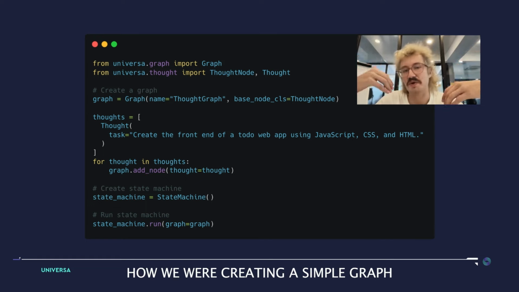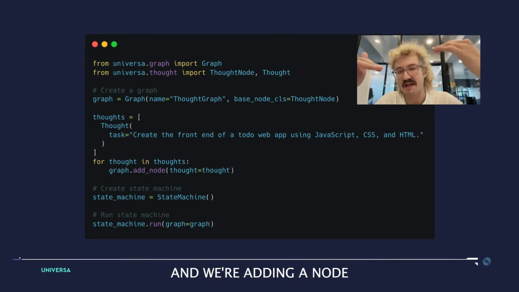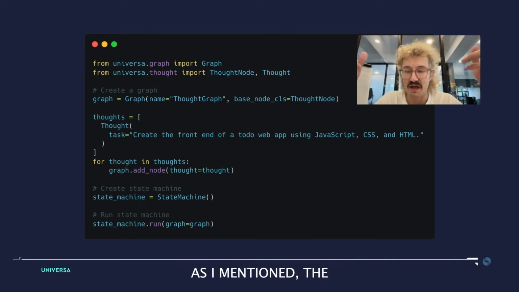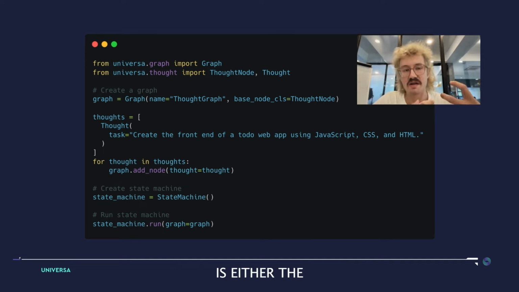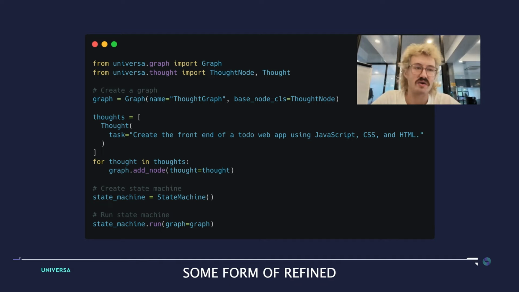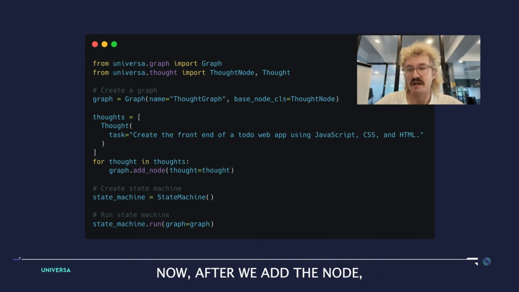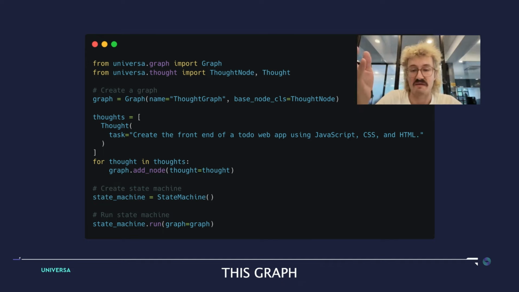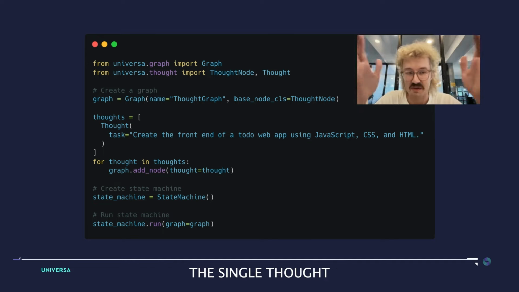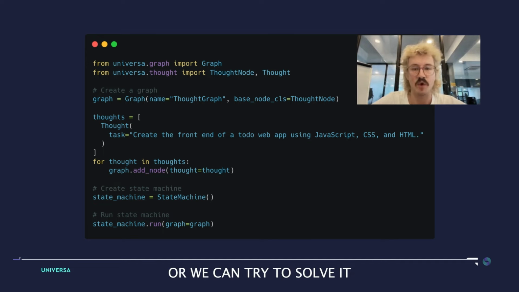In this code, you can see how we're creating a simple graph that's just going to be an empty graph, and we're adding a node in the form of a thought into it. As I mentioned, the thoughts are problems, and any thought in the graph is either the big problem that we're giving or some form of refined or split version of this problem. After we add the node, we can simply create the state machine and run it on this graph. The state machine will start with the single thought that we added at the beginning, and then decide whether we need to split it into smaller tasks or we can try to solve it right off the bat.